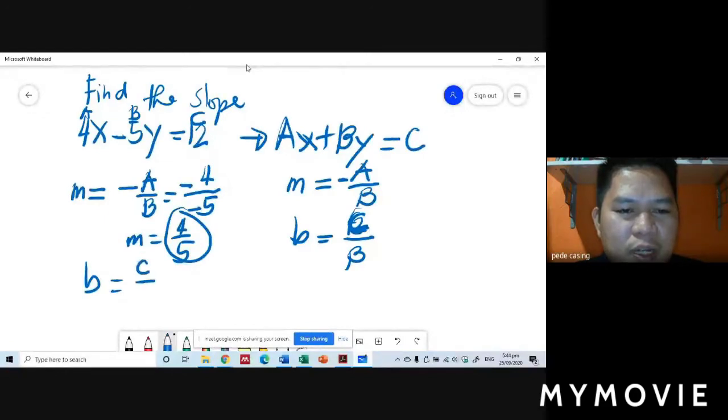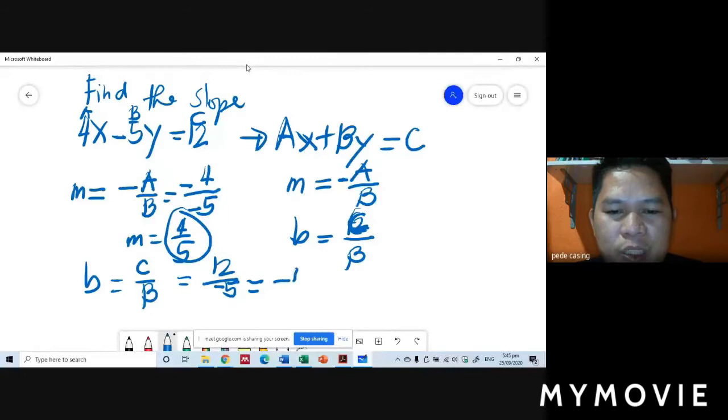For our b, okay, you just copy 12. C over b, this one. So our c is equal to 12 over negative 5. Okay, 12 over negative 5, that is the same as negative. Ipasaka lang ang negative sign, then copy 12 over 5.